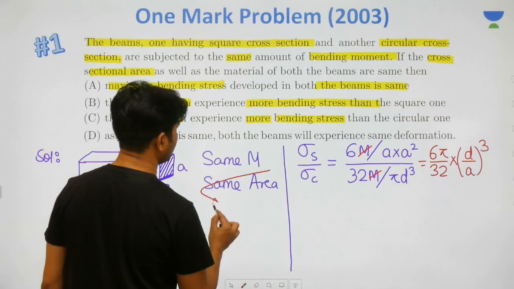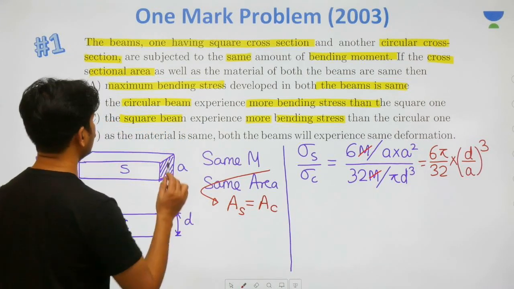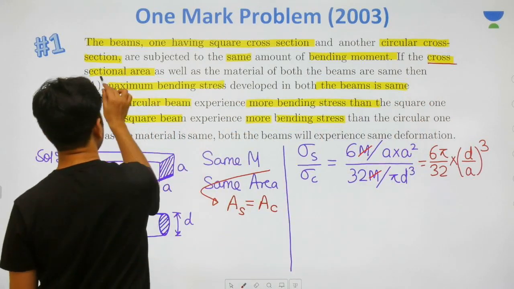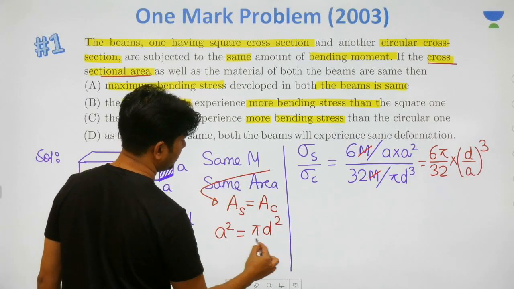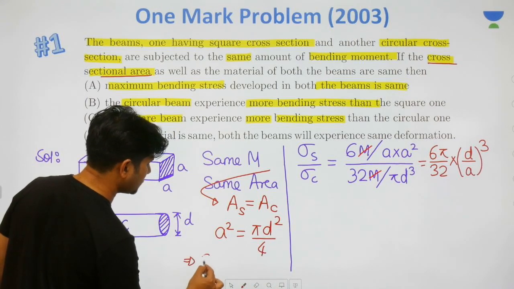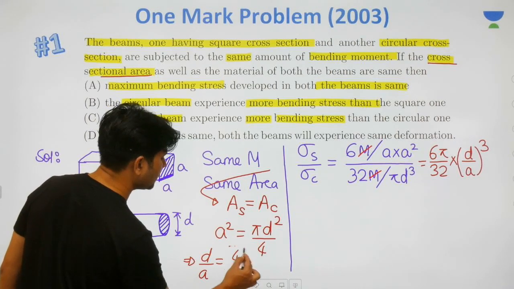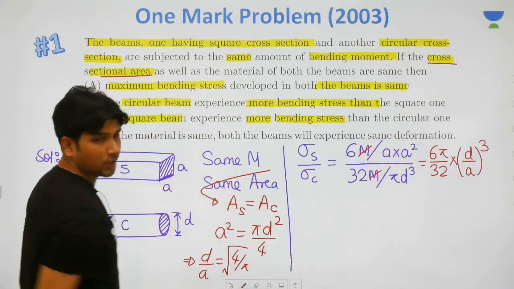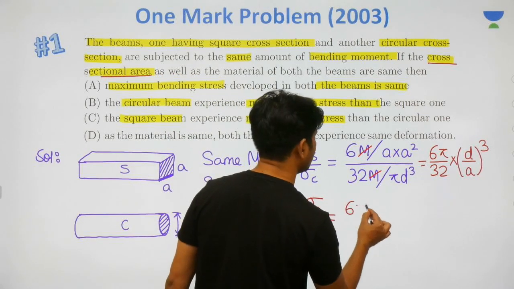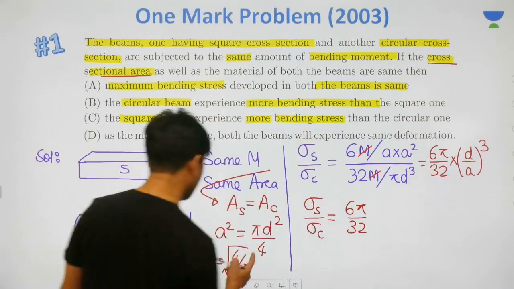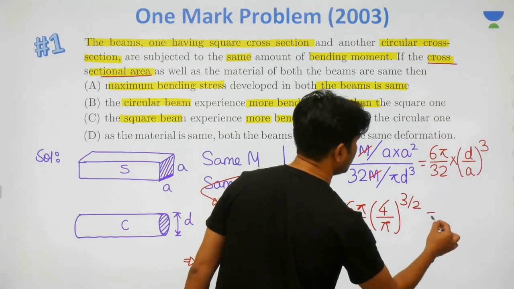Basically, to get the d by a ratio, you need to equate the area, because it is given that we have the same cross-sectional area. So this will be equal. Now the square beam has a square and the circular beam has pi d square by 4. So from here you'll get d by a as the square root of 4 divided by pi. You can substitute this value here, and you will get 6 pi by 32, and d by a is nothing but 4 by pi power 1 by 2.